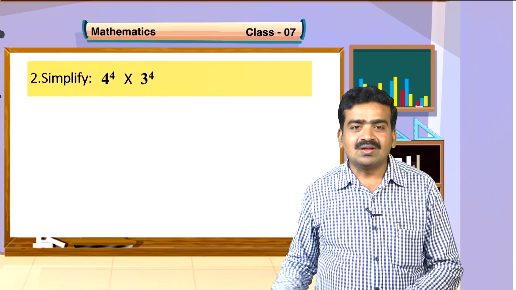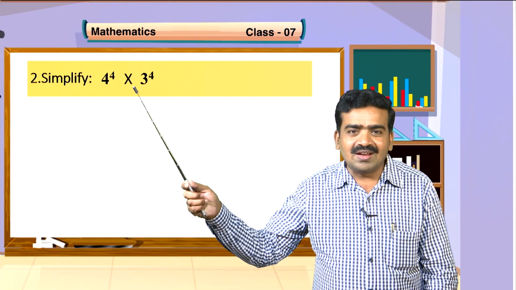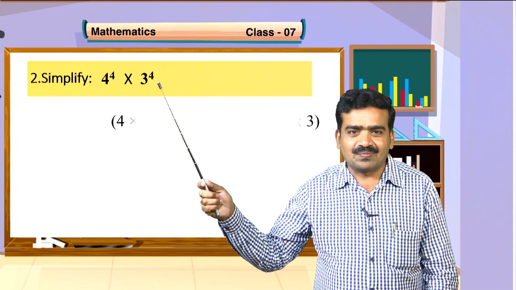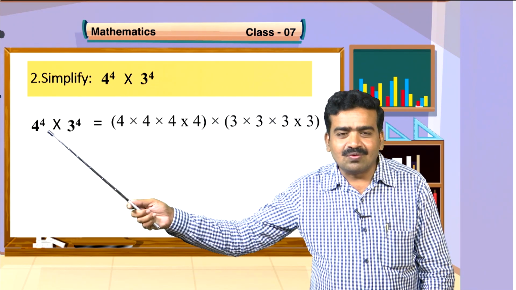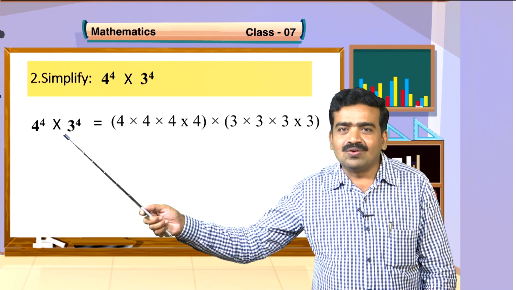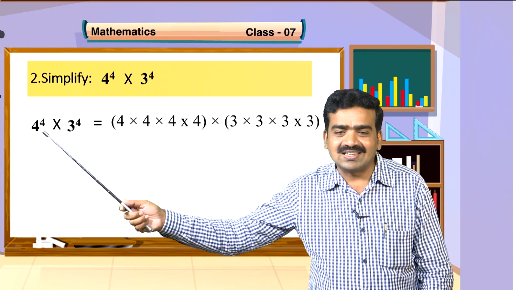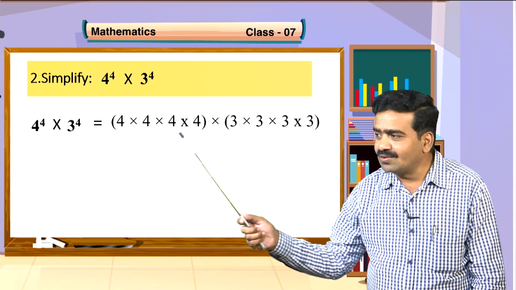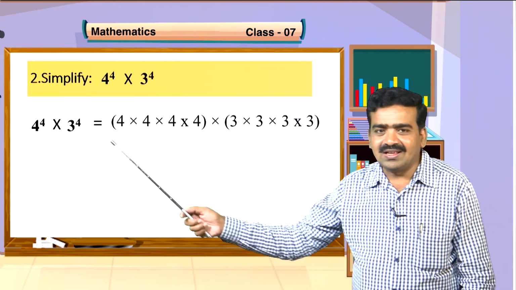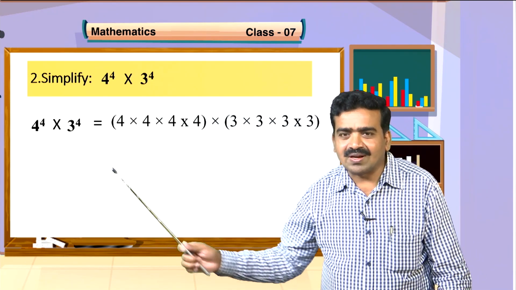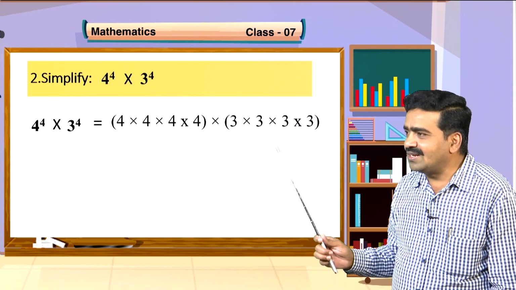One more example, 4 to the power of 4 into 3 to the power of 4. How to write 4 to the power of 4? We have to write 4 four times, because the power is 4 in this case. That is why it is 4 into 4 into 4 into 4. Similarly, 3 to the power of 4 can be written as 3 into 3 into 3 into 3.